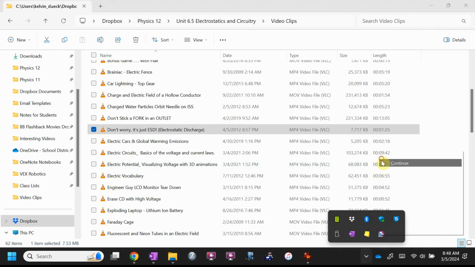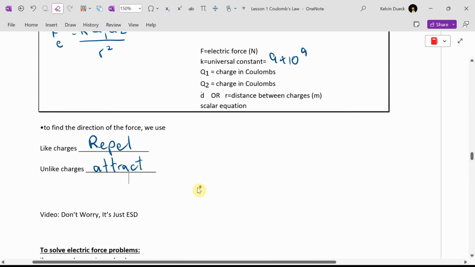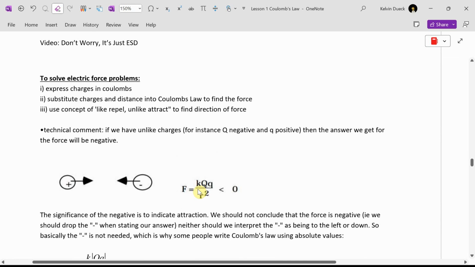Let me hit pause. So, Coulomb's law. To solve an electric force problem, first, you need to express the charges in coulombs. We're often going to be dealing with microcoulombs, as you'll see in just a second. Secondly, you substitute the charges and the distance into Coulomb's law to find the force. And then to figure out the direction, we use like charges repel, unlike charges attract.